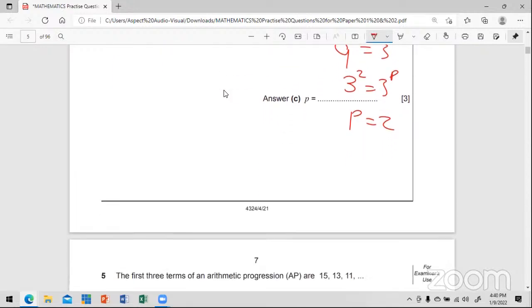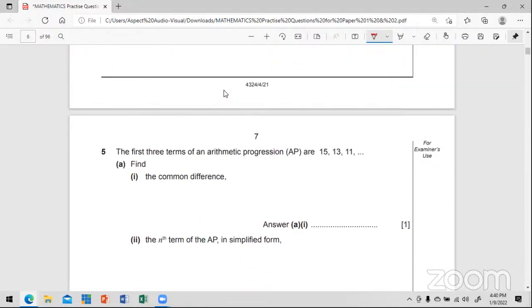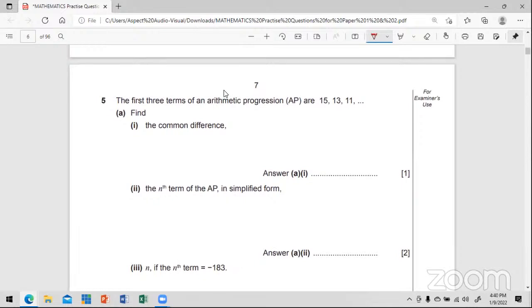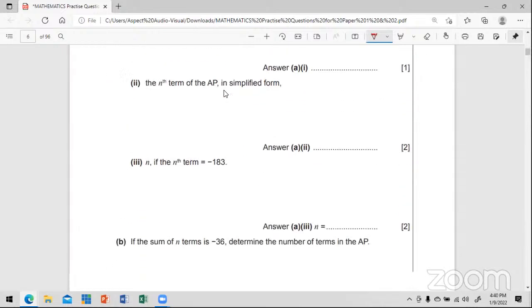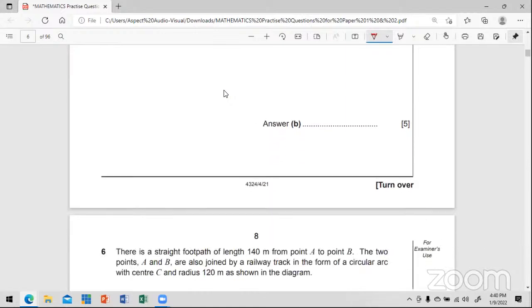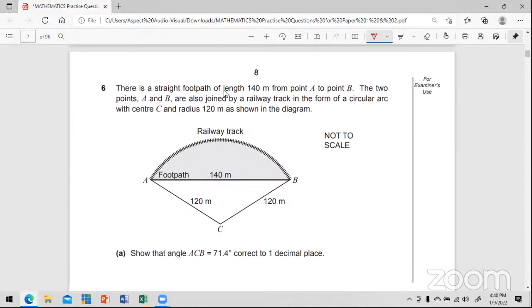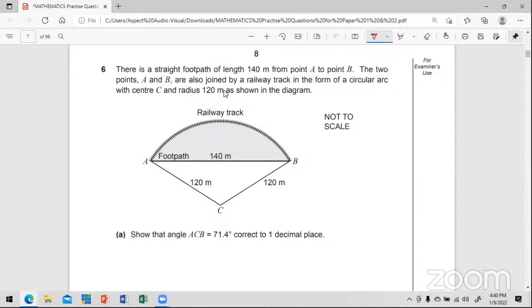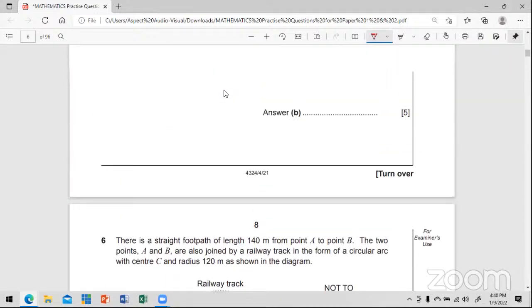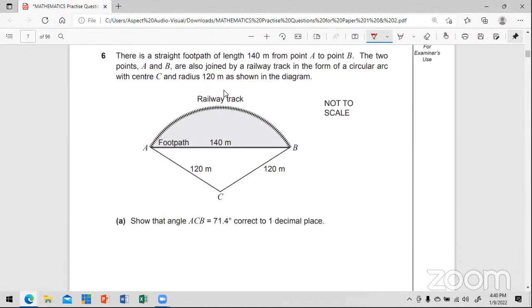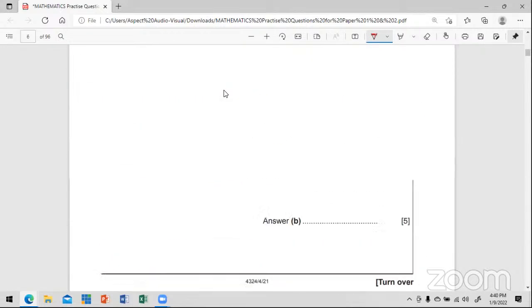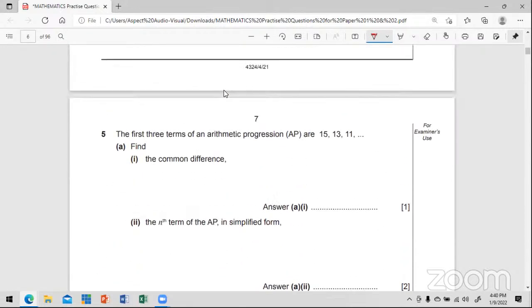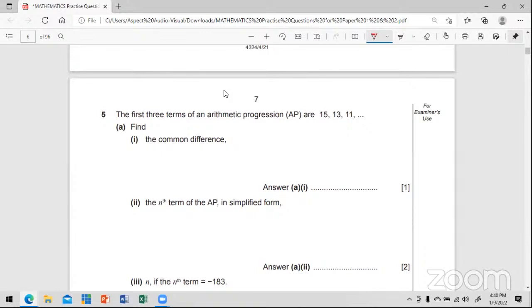I'll come attend to your question. Maybe I'm not getting it well. Sequence, we've been looking at it. Let's just go through so that you want us to do that one. But we have looked at sequence already. All right. Okay. So it says that the first 3 terms of an arithmetic progression.